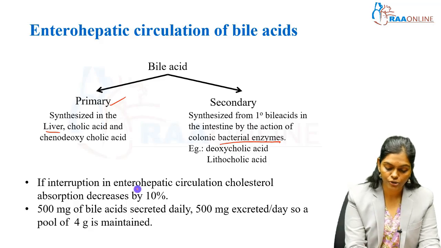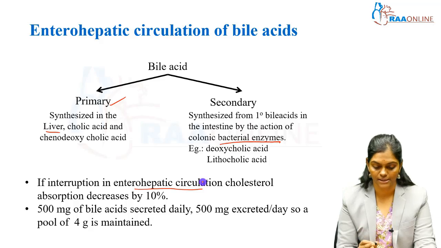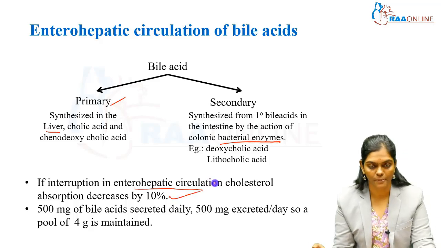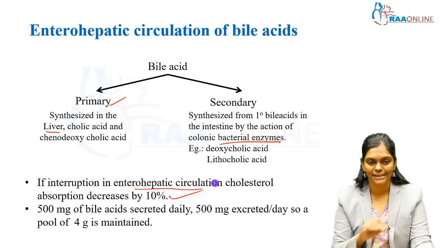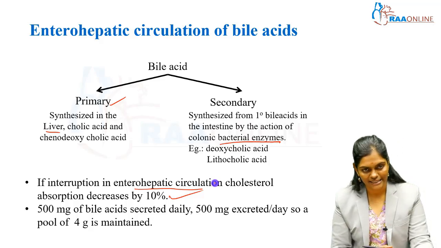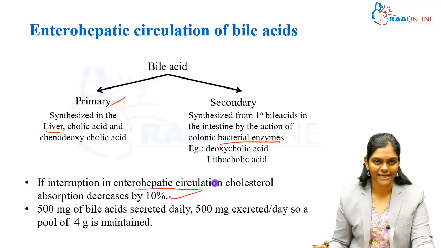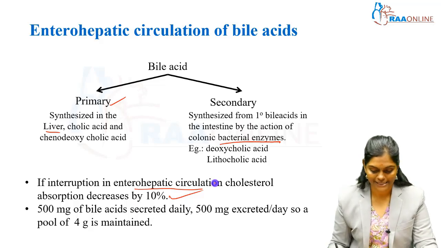If interruption in enterohepatic circulation happens, cholesterol absorption is going to be decreased by 10%. That is how important the enterohepatic circulation is. So in our body, there is a 4 gram bile acid pool which is being maintained. 500 mg of bile acids is being secreted every day, 500 mg of bile acids is being excreted every day, and that maintains a 4 gram bile acid pool.